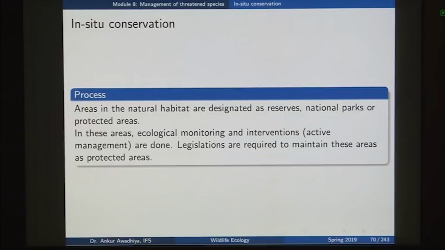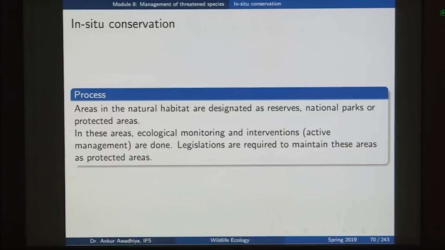So, what you are doing is you are taking out some areas of the natural habitat, and you are saying that these areas will be protected areas. You are putting up some legislations so that people are not able to intervene into these areas, or people are not able to divert these areas for some other applications. And once you have done that, you do habitat monitoring and some amount of interventions.